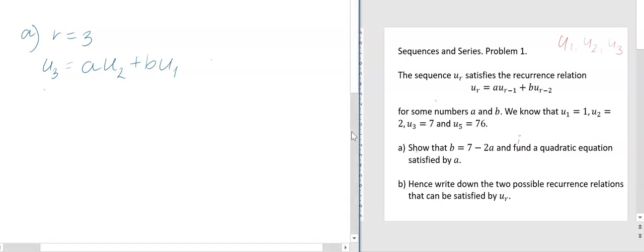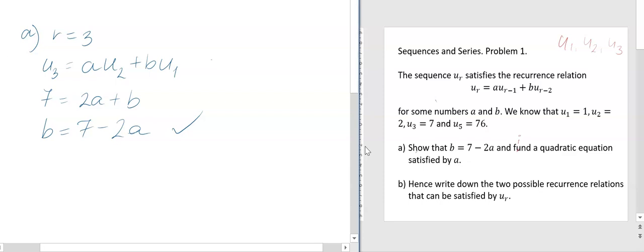So U3 is 7, which equals A times U2, that's 2A, plus B U1, that's plus B. So now you can see that it looks very similar to the required expression. All we need to do is to express B in terms of 2A and 7. And that is B equals 7 minus 2A. Okay, the first task is done.